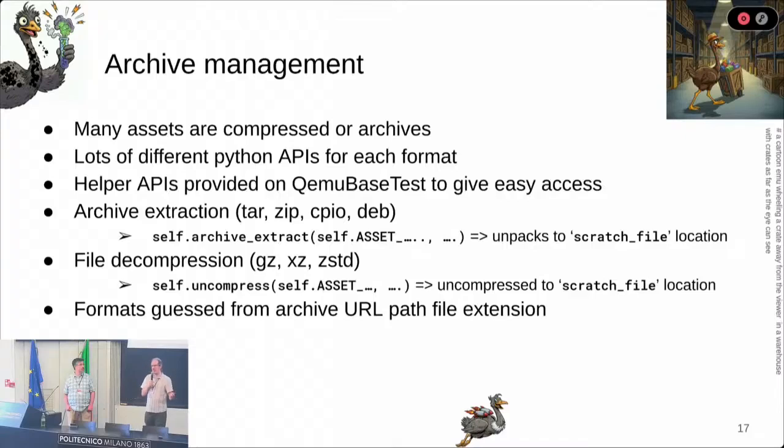And because there are so many different archive formats and compression formats, there's lots of different Python APIs for dealing with each different format, which is kind of tedious. So we provided a couple of helper methods that can handle any of the common archive formats or any of the common compression formats with a common API, just to make it easier to deal with these files in tests. And the format of the archives or the format of the compression is generally guessed from the file extension in the URL, but some of the URLs don't have file extensions, so you can actually pass in a format argument to say which format to decompress or extract with.